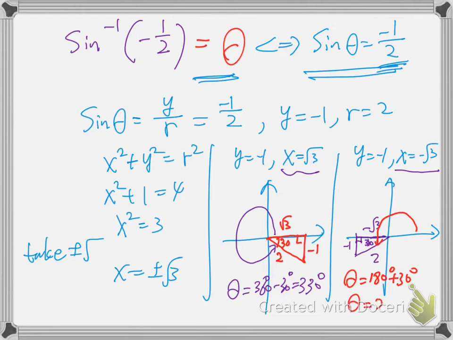So theta is 210. That's the inverse trig function. So you change it to trig and then use the definition of trig to find x, y, and r. One more example.